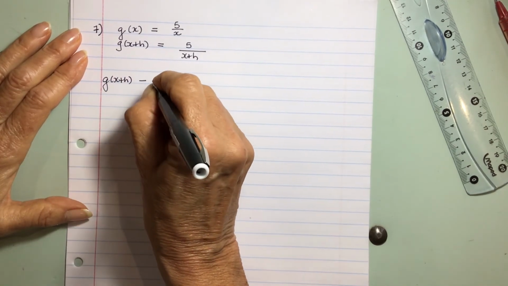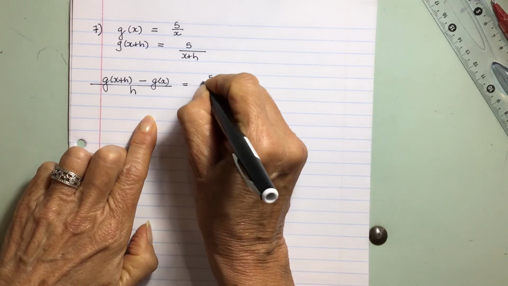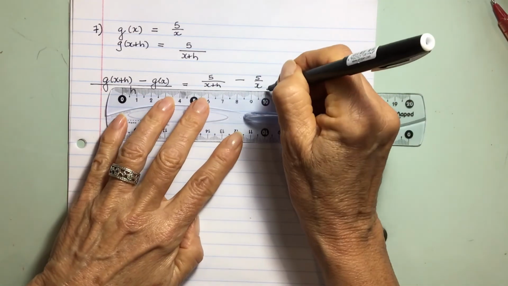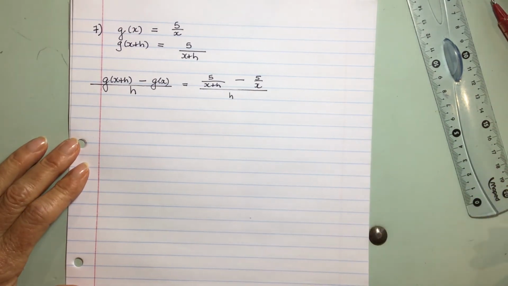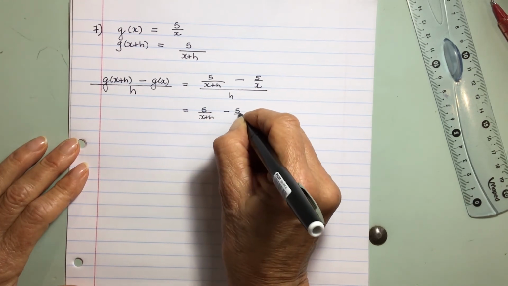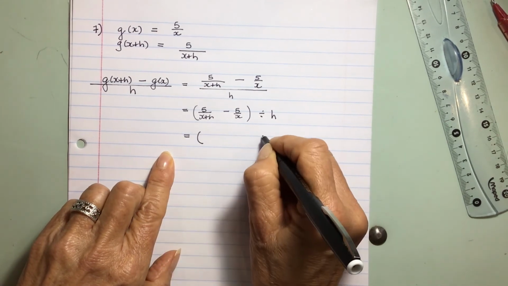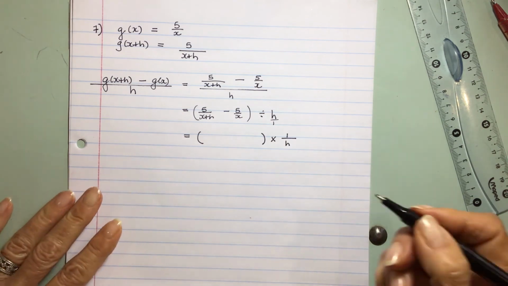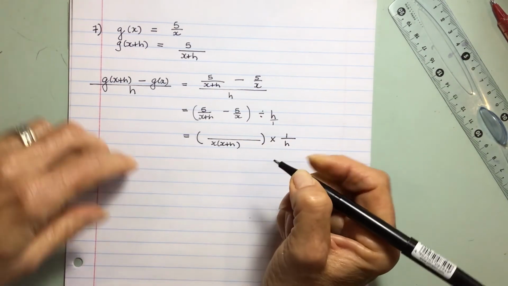g of x plus h minus g of x all over h. g of x plus h, 5 over x plus h, minus the g of x, 5 over x, and all of that is over h. So what we have here is what we call a complex fraction, because it's a fraction over a fraction. So what I suggest that you do is write down the numerator, put it in brackets, so it's one term, and that is divided by h. You know that dividing by h is the same as multiplying by 1 over h, because this is h over 1.